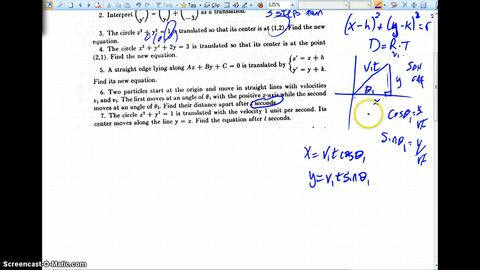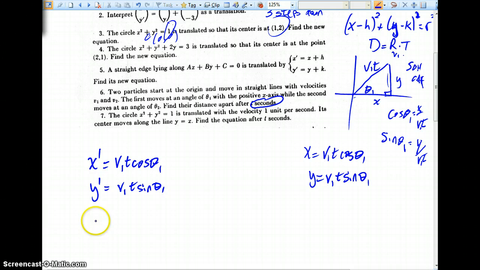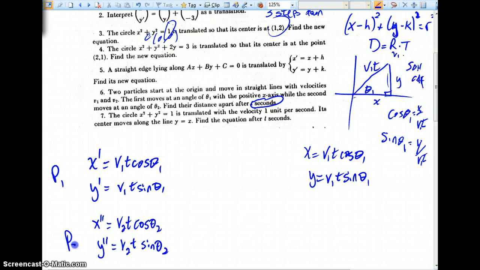Now, what this is really meaning is that, for our first particle, I'm going to call it x prime, we've got v1t cosine of theta 1. This is how much we move to the right, and y prime is going to be v1t sine of theta 1. Well, let's say that we have a second particle. I'm going to call it double prime just so that we have something to speak of. Obviously, it's a different velocity, it's a different angle, but it's exactly the same setup. The only difference is your velocity very well could be greater or less, and our angles are going to be different. So what would my new x and y positions be for particle 1 and particle 2?